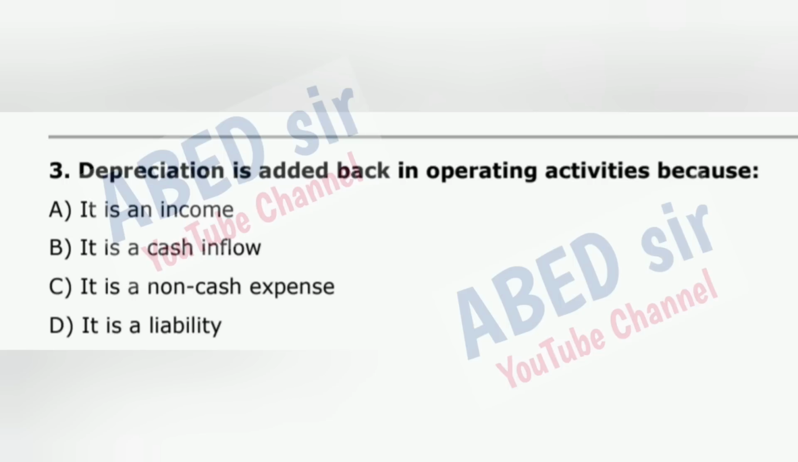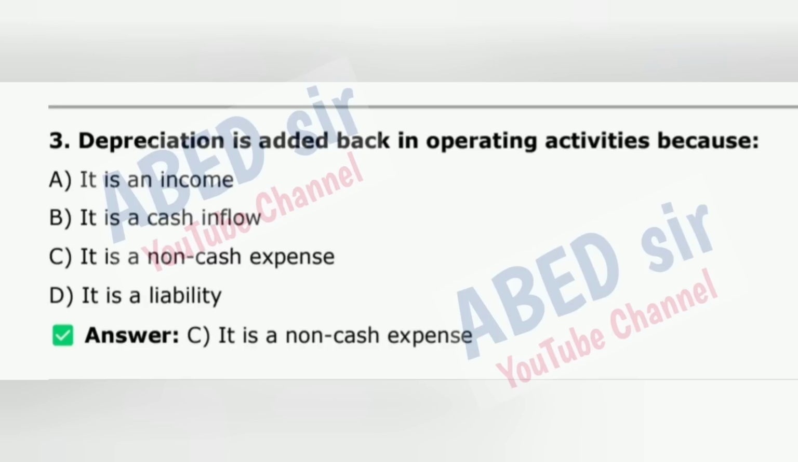Next question. 3. Depreciation is added back in operating activities because A. It is an income. B. It is a cash inflow. C. It is a non-cash expense. D. It is a liability. Answer C. It is a non-cash expense.